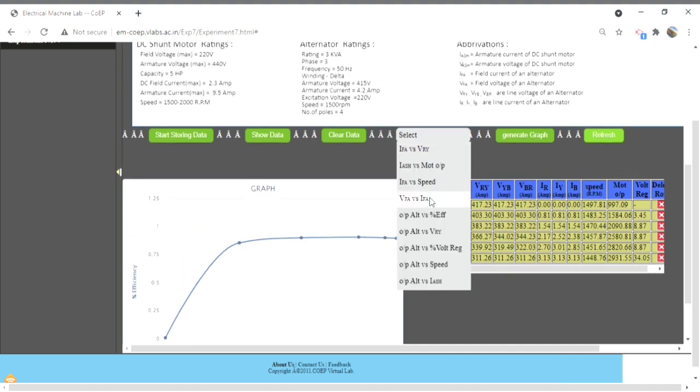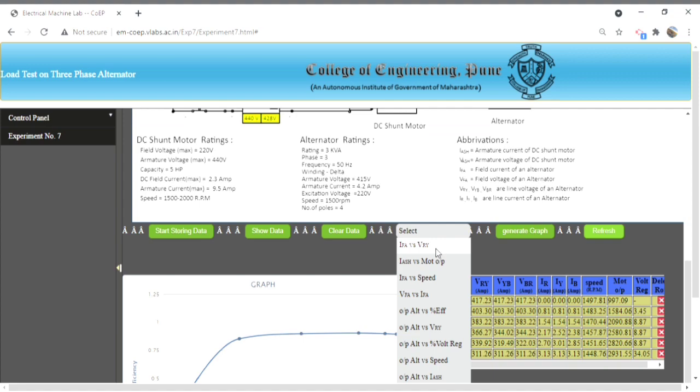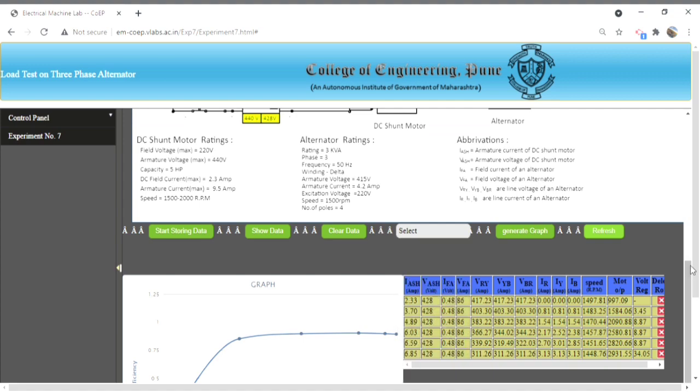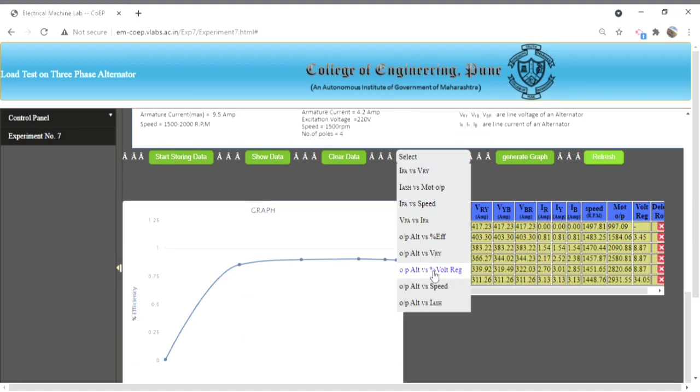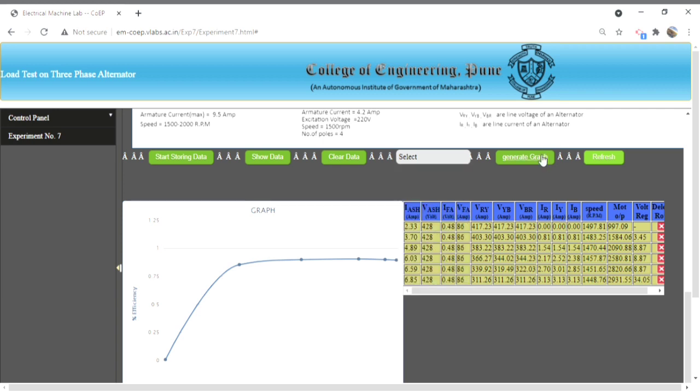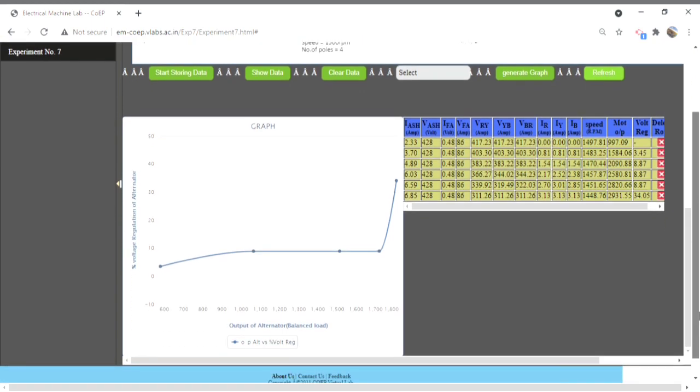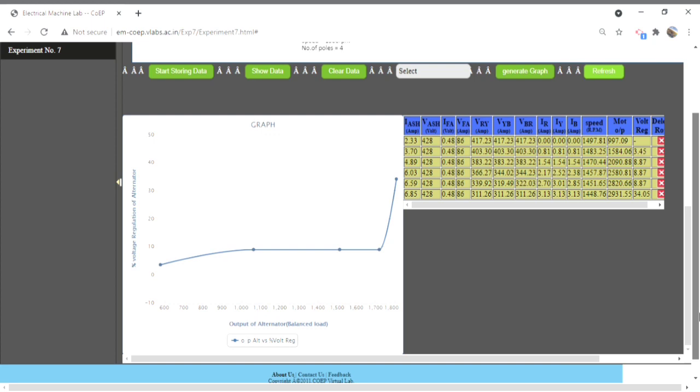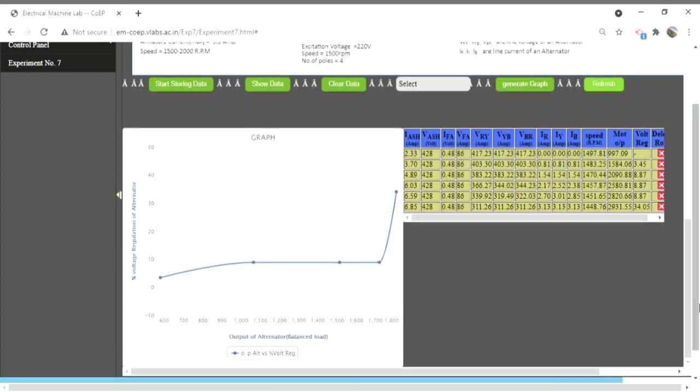and then I want to plot the graph for output and voltage regulation and generate the graph. Here we can see the voltage regulation. It just gradually increases. I took the screenshot.